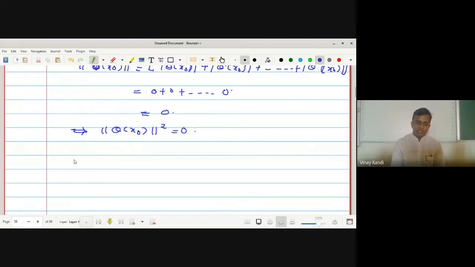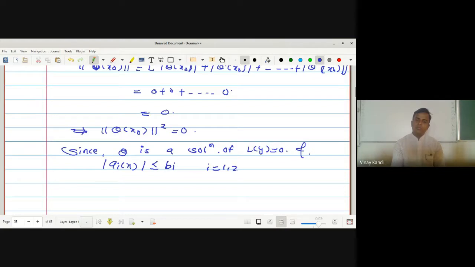Since theta is a solution of L of y is equal to 0, and these functions ai of x are less than or equal to bi for i running from 1 to n, we have this on the interval J, by applying the previous theorem.